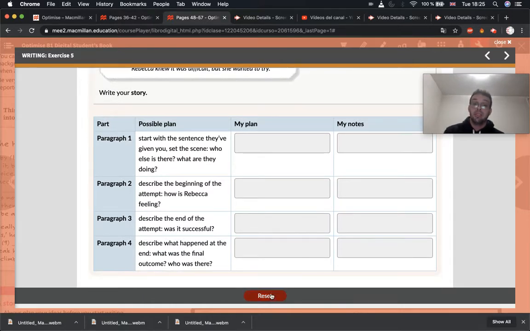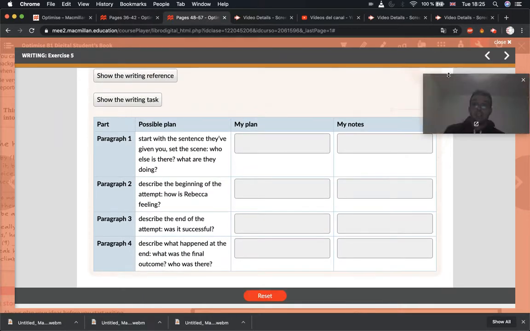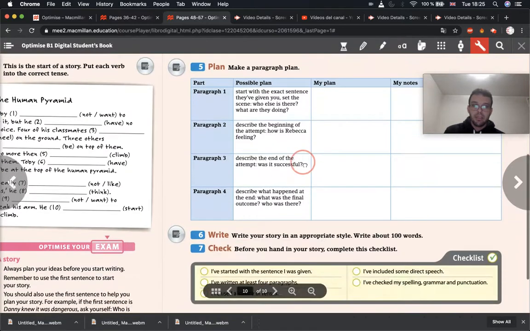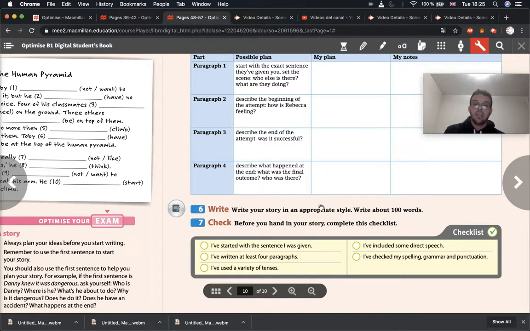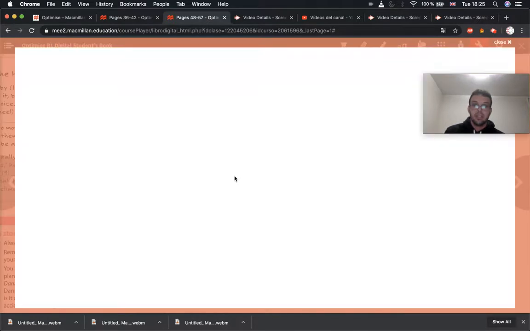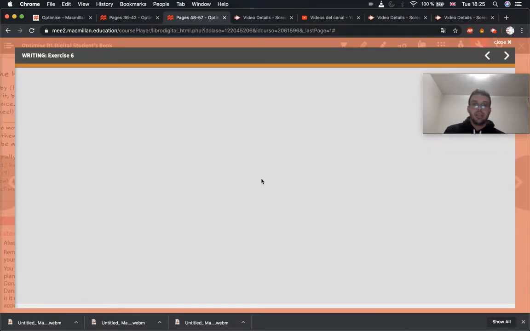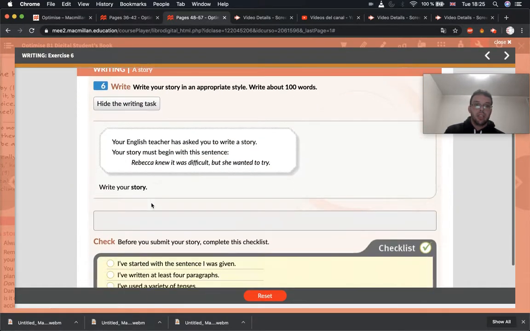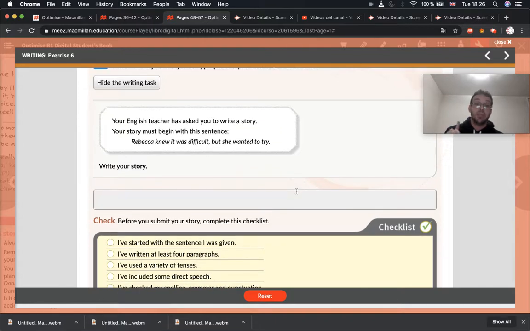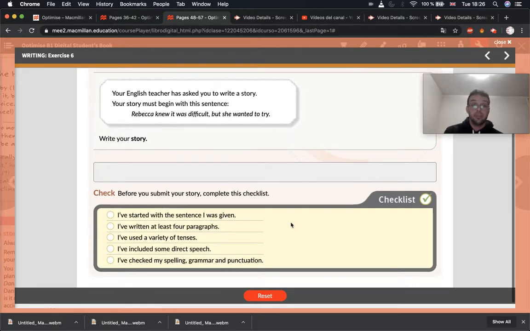Good. Once you've done your plan, then you can start writing, and you can write it in your notebook. So once again, I'll remind you of the task. Your story must start with this sentence and you cannot change it: Rebecca knew it was difficult, but she wanted to try. And make sure you think of a good title as well. This is not the title, this is the first sentence. So think of a title.